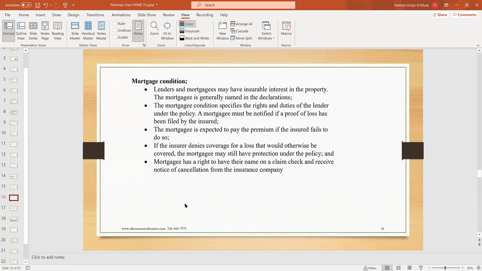If the insurer denies coverage, the insurer is the insurance company, for a loss that would otherwise be covered, the mortgagee may still have protection. So if the insured did intentionally set fire to their home, there could be a chance that the mortgagee could also be protected under this policy. So again, that mortgagee has a right to have their name on the check, and they have a right to receive cancellation notices from the insurance company.